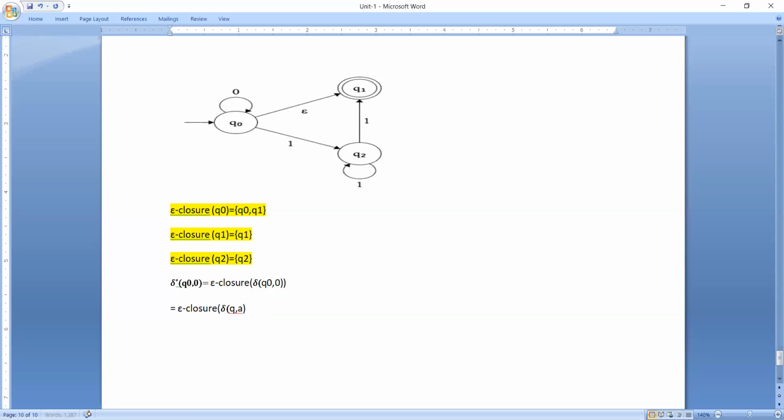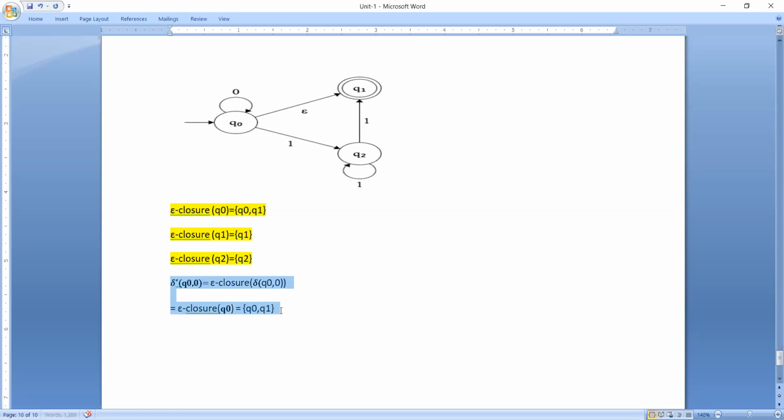Oh, sorry. Q naught on 0 will be the same state, which is nothing but q naught. For this state q naught, now we need to find the epsilon closure. So when I find the epsilon closure of q naught, the answer will be q naught comma q1. Okay, now this is what we got.